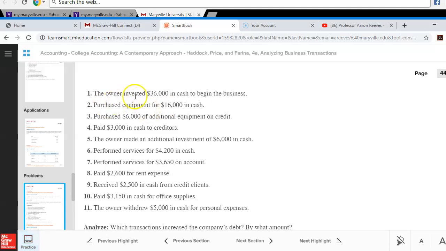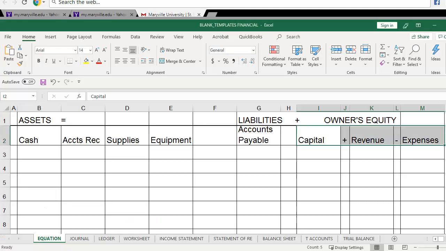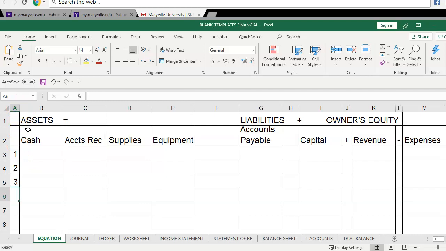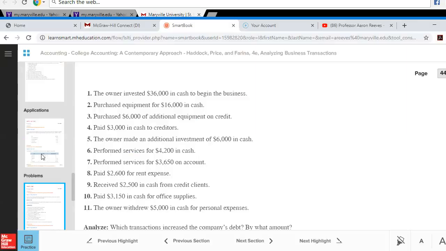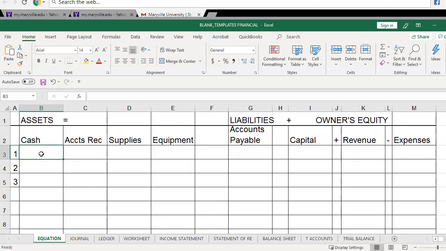So whenever the owner makes an investment, you should always think capital account. That amount goes to the owner's capital account. And because they invested cash, the other account involved would be the actual cash account. So to record this first transaction, for number one, I label my transactions over here, make that a little bigger. There we go. So to record this first transaction, and the amount was $36,000, the cash account increased by $36,000.